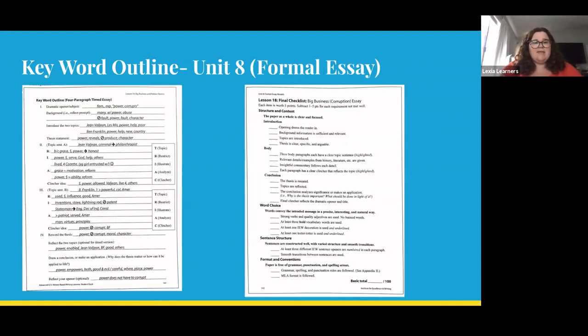So Unit 8 is a very formal essay. The outline is very formal. It has you go through the dramatic opener, the background, a thesis statement. It is very specific. It does help them create a great formal essay, though. So the essays they were doing before are very informal. They just took some different pieces and put them together.